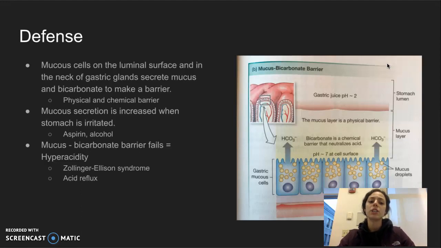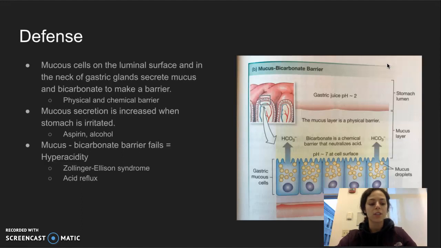Mucus secretion is increased when the stomach is irritated. So if you take too much aspirin or ingest too much alcohol, mucus secretion can be increased because the stomach is being irritated. If the mucus bicarbonate barrier fails, this could result in hyperacidity. And there are some different things that can happen with hyperacidity.